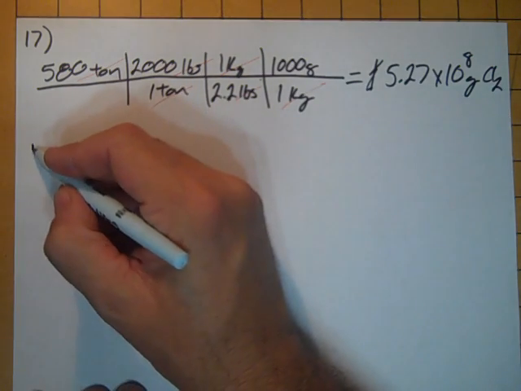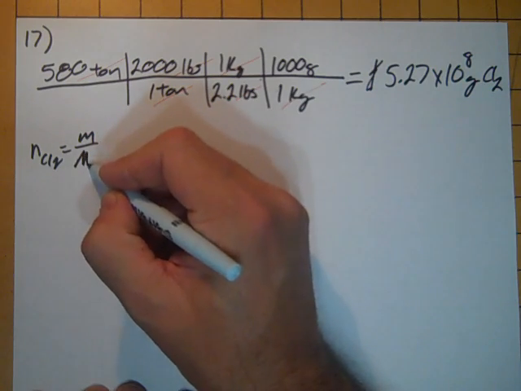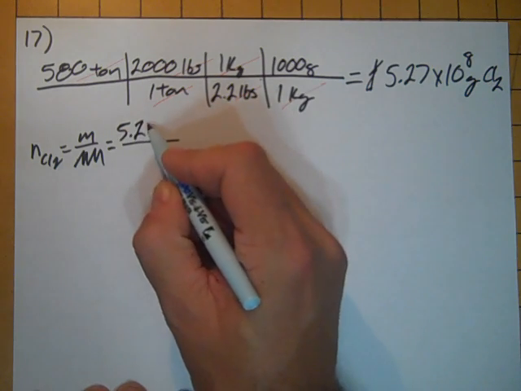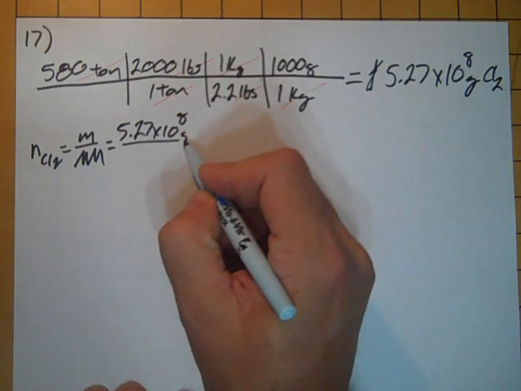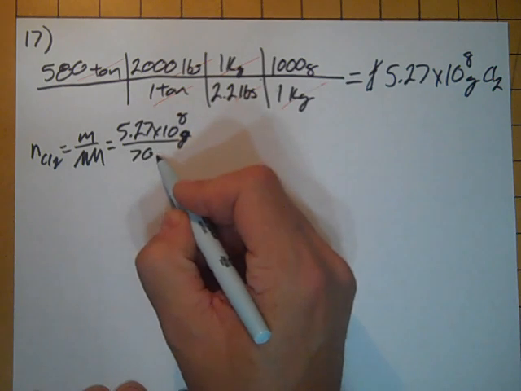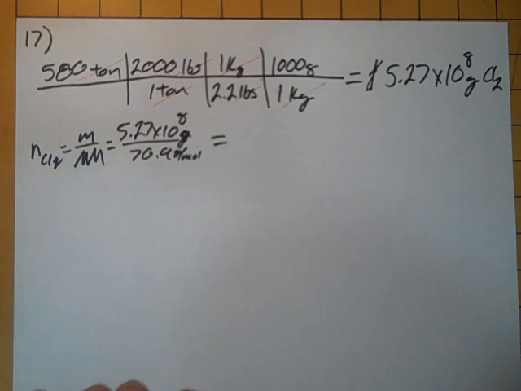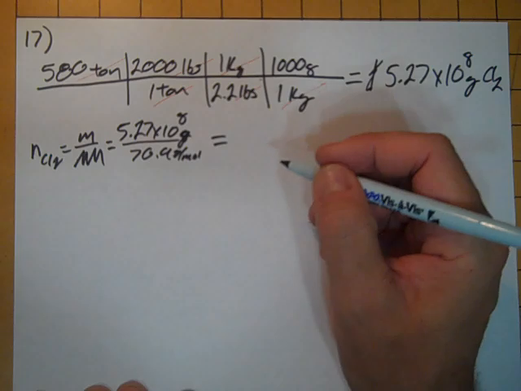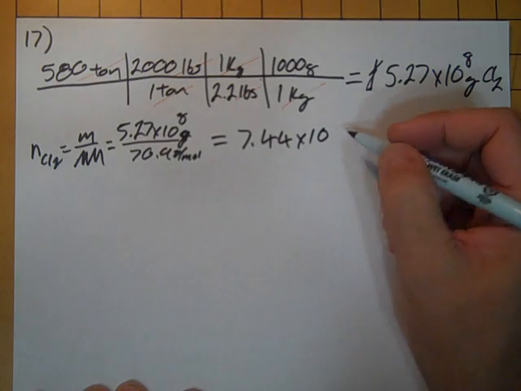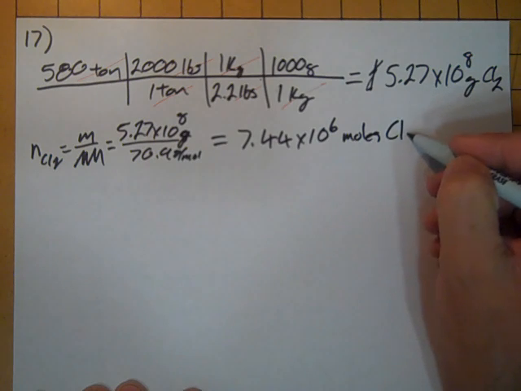Okay, now I can do something, because moles of Cl2 is going to equal mass divided by the molar mass. So that's going to be 5.27 times 10 to the 8th grams divided by the molar mass of chlorine, which is 70.9 grams per mole. So this tells me that I have 7.44 times 10 to the 6th moles of Cl2.